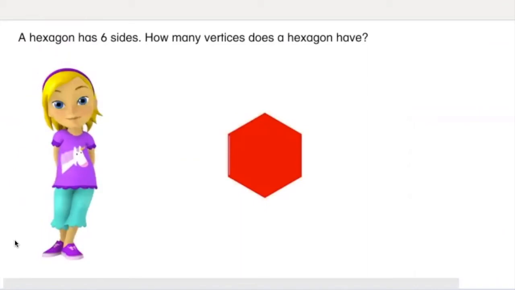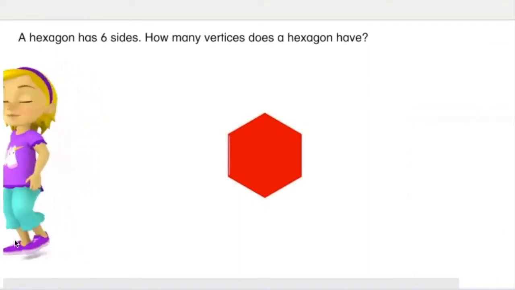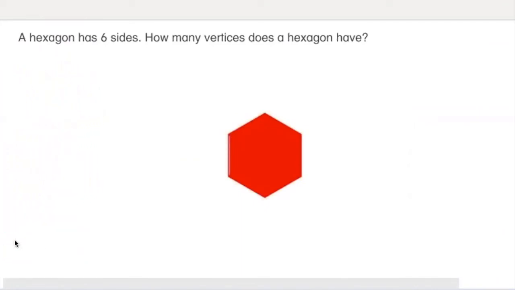How many vertices does a hexagon have? A vertice is a fancy way of saying a corner. We also sometimes call it an angle in math. How many does a hexagon have? Let's watch as the video counts them. A hexagon has 6 vertices. 1, 2, 3, 4, 5, 6 vertices. 6 corners. 6 angles.